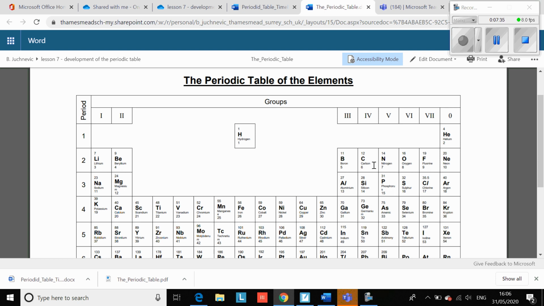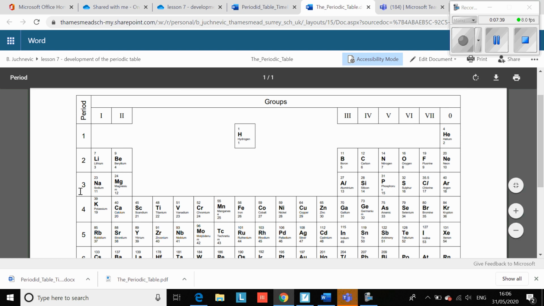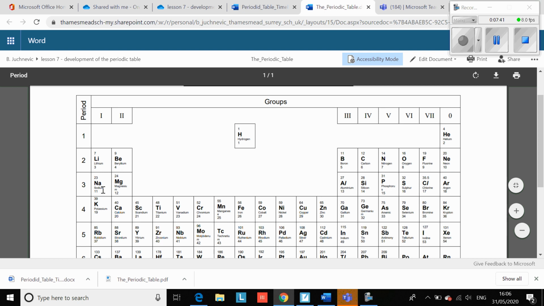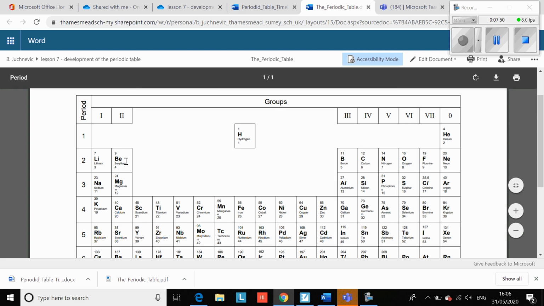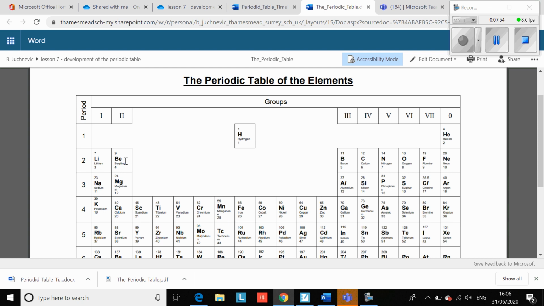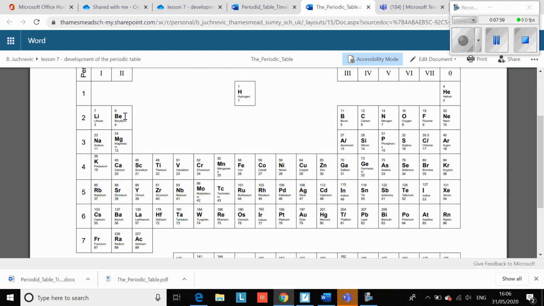So essentially, the reason they repeat and go back this way is because they have similar properties. Everything in group 1 kind of does the same thing. Everything in group 2 kind of does the same thing. The difference is that these elements, as you can see, get heavier and heavier. So look at their mass: 9, 24, 40, 88, 137, 226. They get heavier and heavier as you go down.